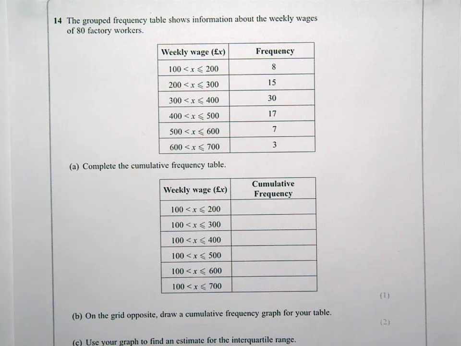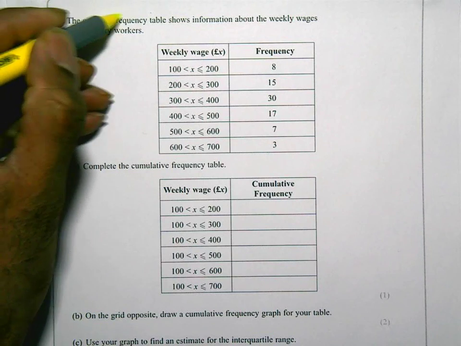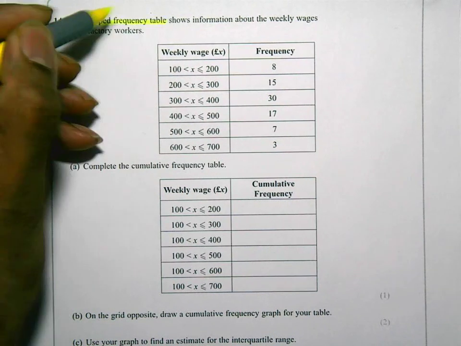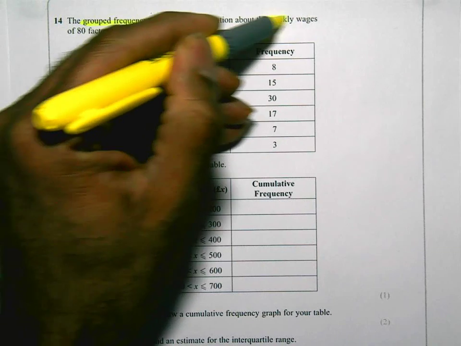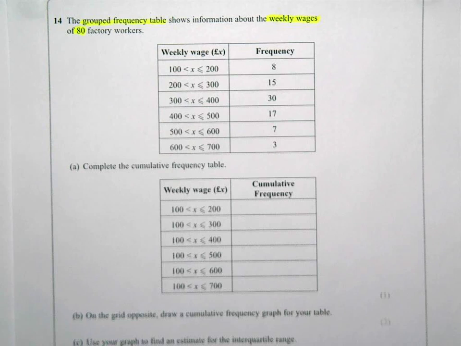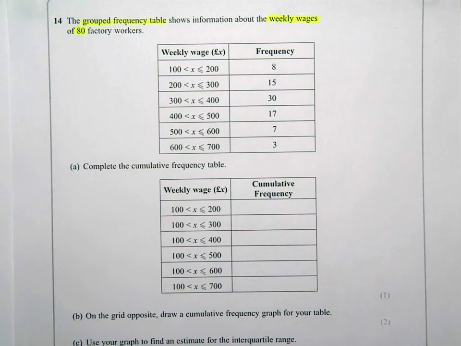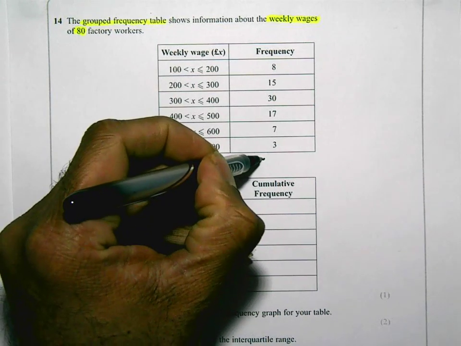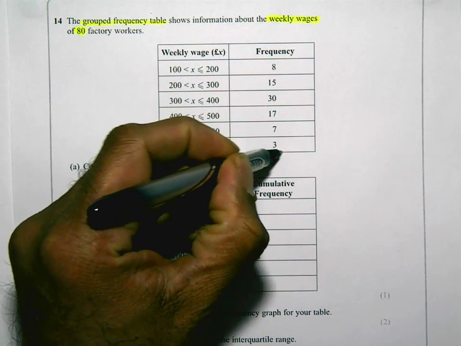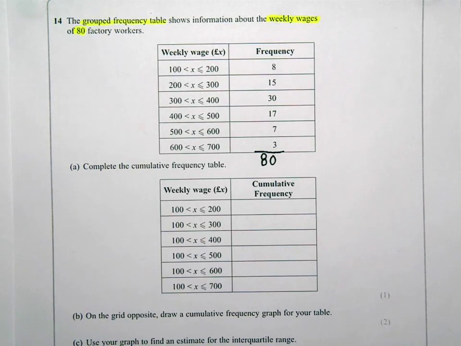Okay, this is question 14 on the higher non-calculator paper. Let's start by reading the question first. Question 14, the grouped frequency table, shows information about the weekly wages of 80 factory workers. Because they've told me that number 80, one of the things I know straight away is that the total of all these numbers is going to be 80. When you add them up, they're going to add up to 80.